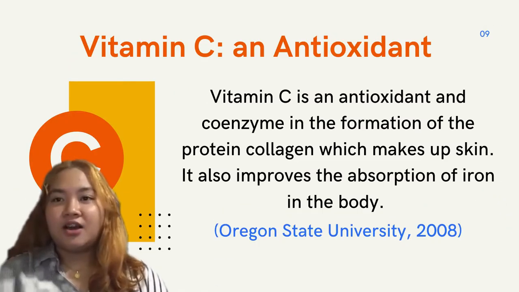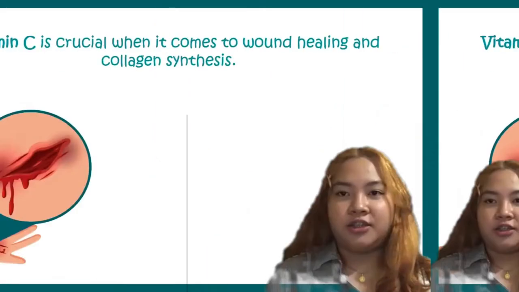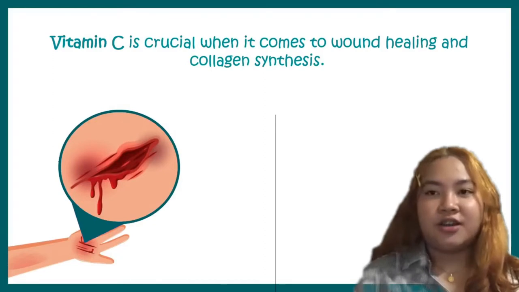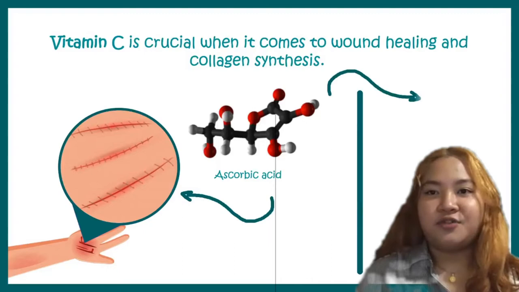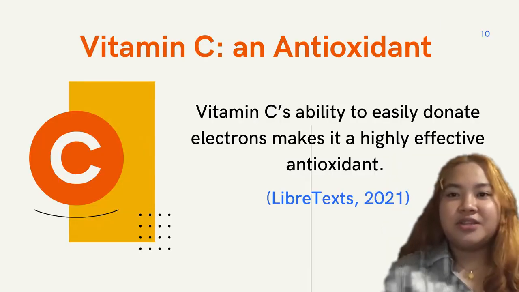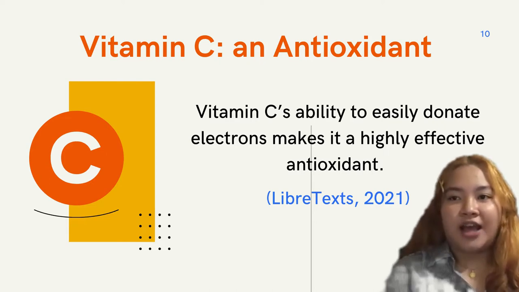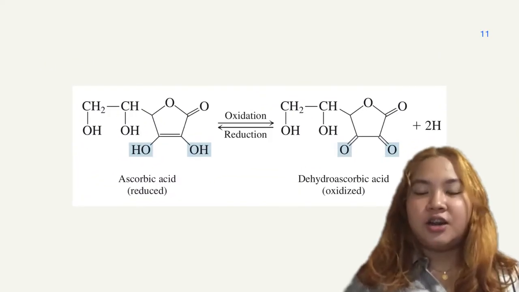Vitamin C is an antioxidant and a coenzyme in the formation of the protein collagen, which makes up skin. It also improves the absorption of iron in the body. Vitamin C provides protection against oxidative stress-induced cellular damage by scavenging free radicals. Vitamin C's ability to easily donate electrons makes it a highly effective antioxidant. As seen here, vitamin C has two forms, the reduced ascorbic acid form and the oxidized dehydroascorbic acid form.